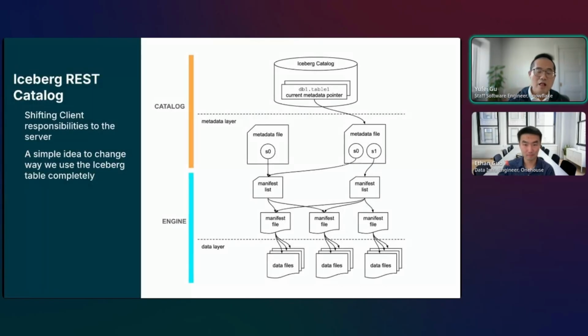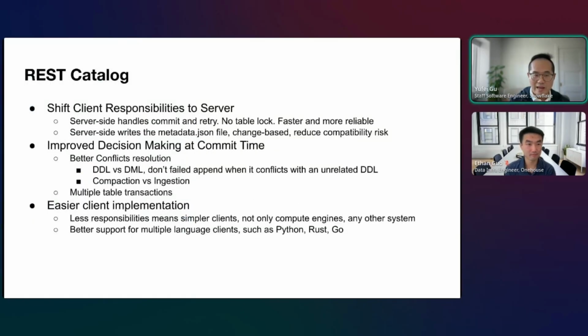So a few years ago, the Iceberg community started working on one thing called the Iceberg REST catalog spec. And it did one thing that looks very simple. If you look at these orange bars, which are the catalogs, right now we shift the responsibility of writing this metadata file from the client to the catalog. It looks like a very simple idea, but I'm going to show you this simple idea will change the way we use Iceberg tables completely.